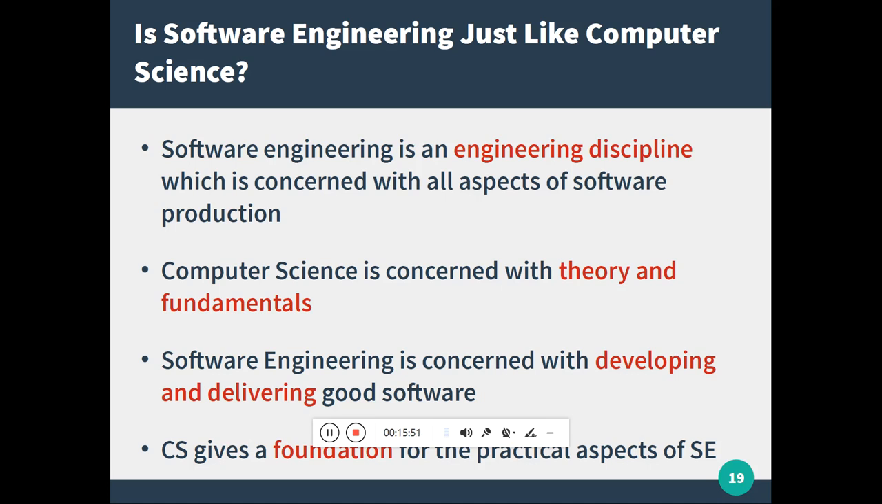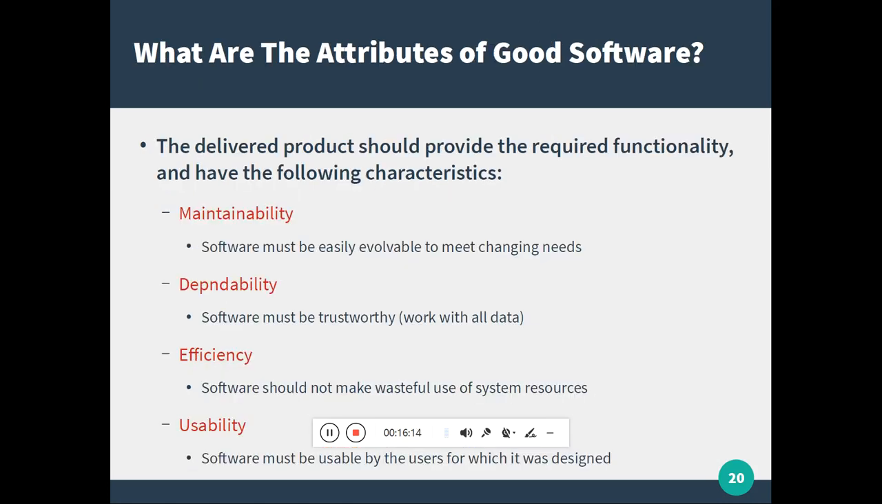Additionally, I'm going to talk about whether software engineering is just computer science. No, software engineering is part of computer science, but computer science is much more theory based, whereas software engineering is mainly about developing and delivering good software, which is much more engineering based. So computer science gives the foundation for the practical aspects of software engineering. It's very important.